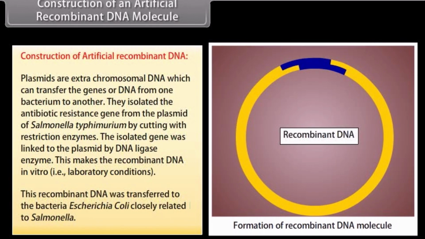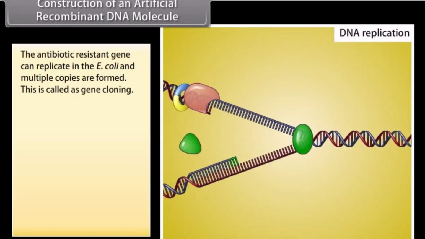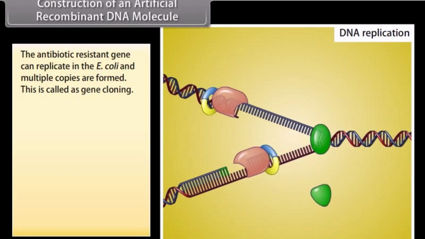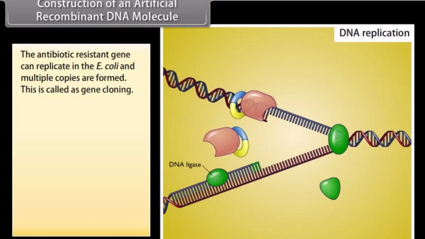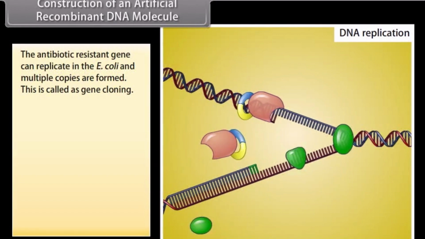This recombinant DNA was transferred to the bacteria Escherichia coli, closely related to Salmonella. The antibiotic resistance gene can replicate in the E. coli and multiple copies are formed. This is called as gene cloning.